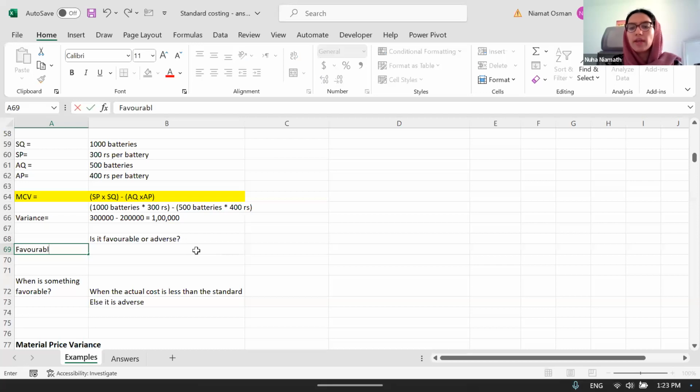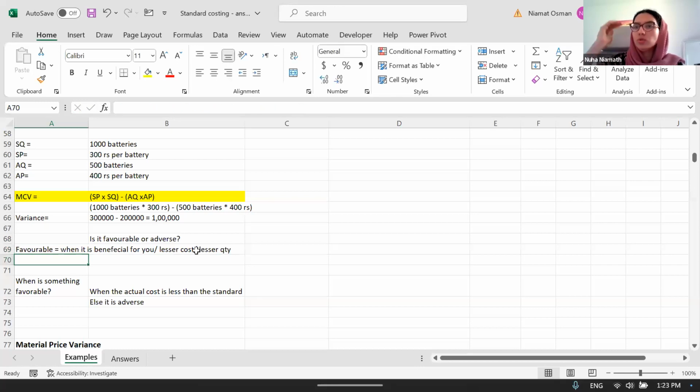So remember one thing: anything will be favorable when it is beneficial for you, with lesser cost or lesser quantity used. Anywhere you are reducing your cost, because this is standard costing, that is a favorable situation. So don't remember it like, if the left hand side is more than the right hand side. No, don't think of it like that. Very logically, standard minus actual. If actual is beneficial, that means the cost is lesser, so it will be a favorable situation. I hope it is clear so far.